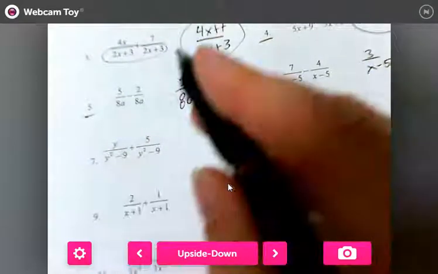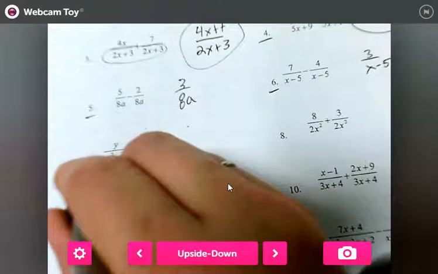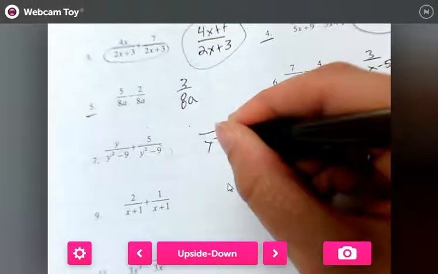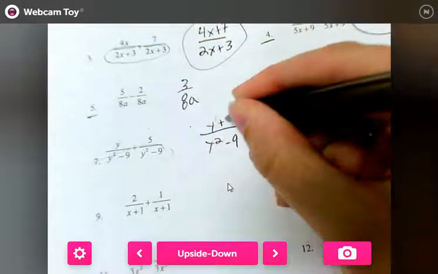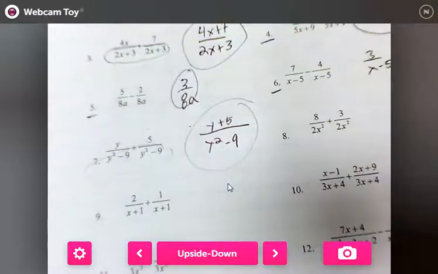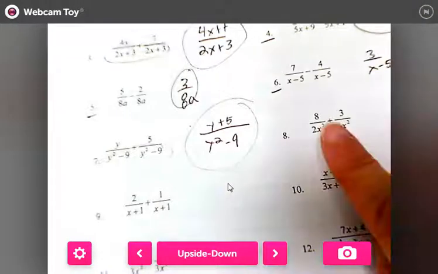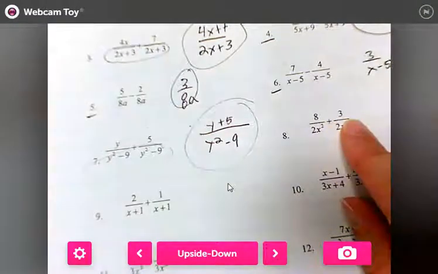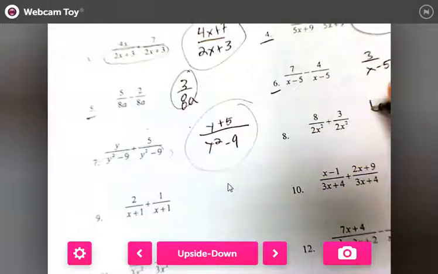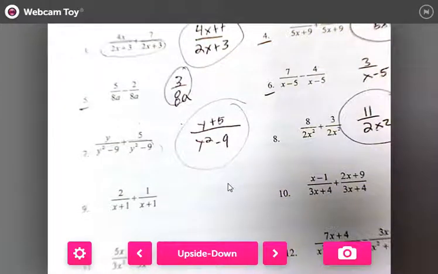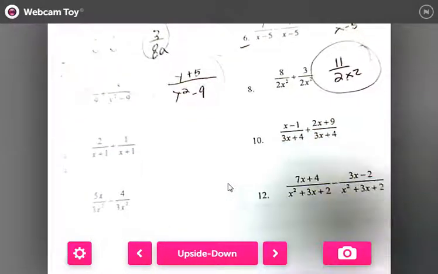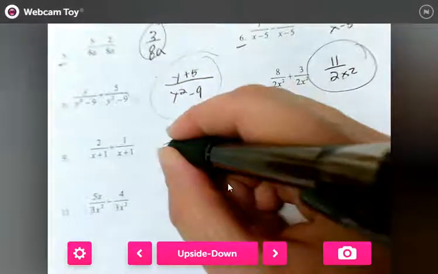Y plus 5, the bottoms are the same. So I know the bottom's going to be y squared minus 9. And it's going to be y plus 5 on the top. So far, pretty easy, right? 8 plus 3, 8, 9, 10, 11 over 2x squared, because the bottom stays the same. Okay, we're going to have 3 over x plus 1.